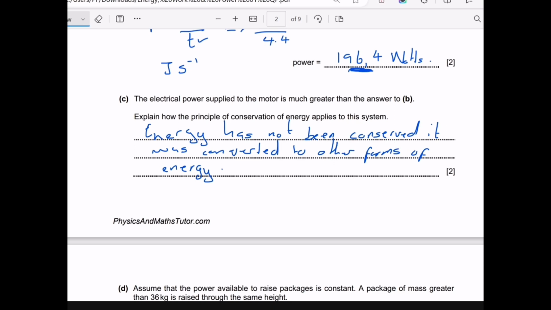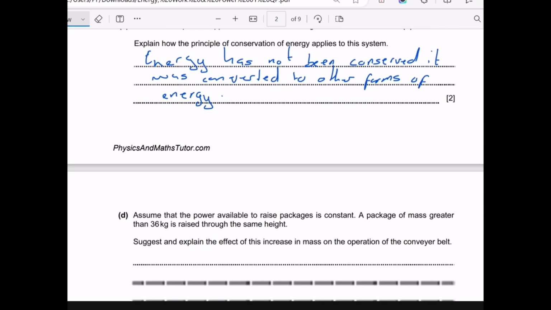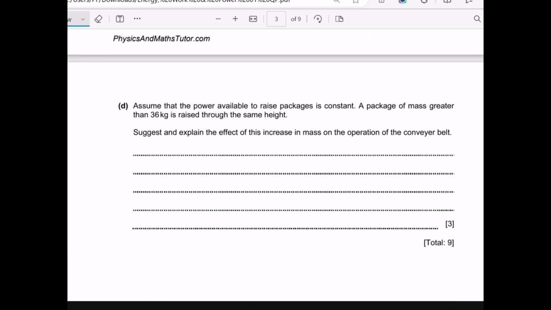Now let's go to part D. Assume that the power available to raise the package is constant. A package of mass greater than 36 kg is raised through the same height. Suggest and explain the effect of an increase in mass on the operation of the conveyor belt. So we're now saying that the mass has increased, right? So what do we expect on the conveyor belt?